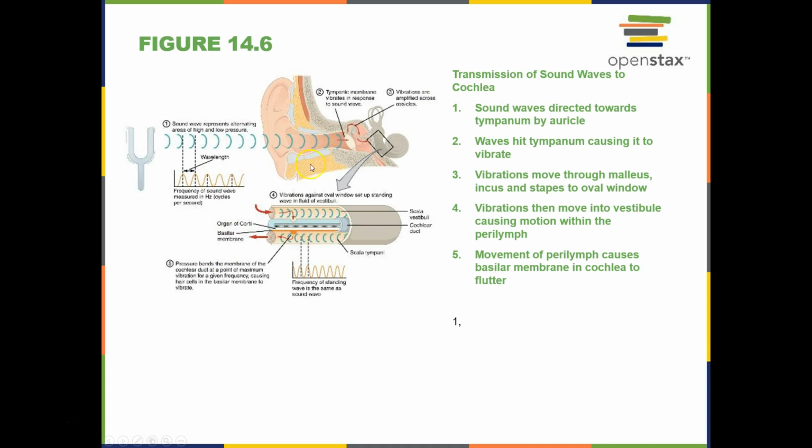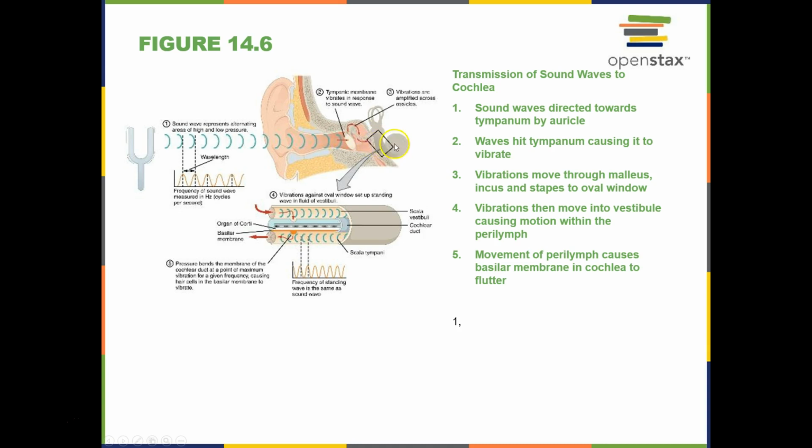So what happens when sound waves move in from the external environment? The external ear, that auricle, is kind of like a trumpet, and it sends the waves directly into that external ear canal, and then they hit on that tympanic membrane. The tympanum is kind of like a drum that vibrates, and when it vibrates, it sends signals through the malleus, the incus, and the stapes, which then moves the vibrations into this inner region, which contains fluid.